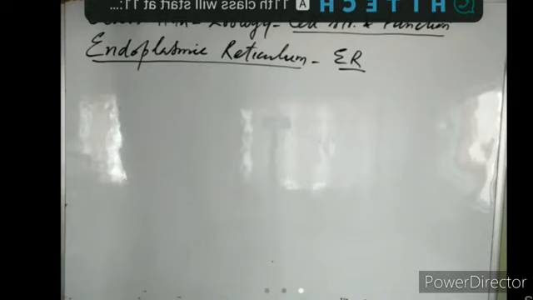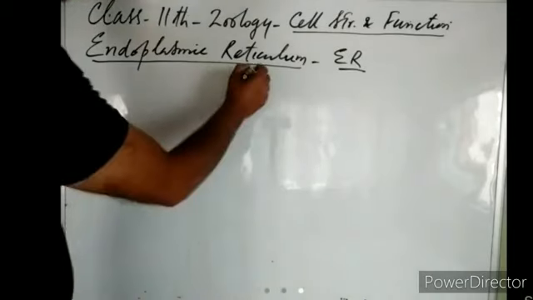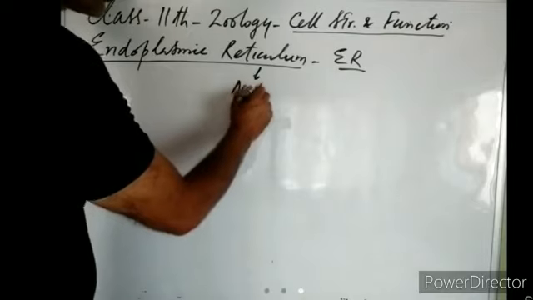Why has it got the name endoplasmic reticulum? Because it is present in the form of a network. Reticulum means a network. It is present in the form of a network in the endoplasm of the cell.